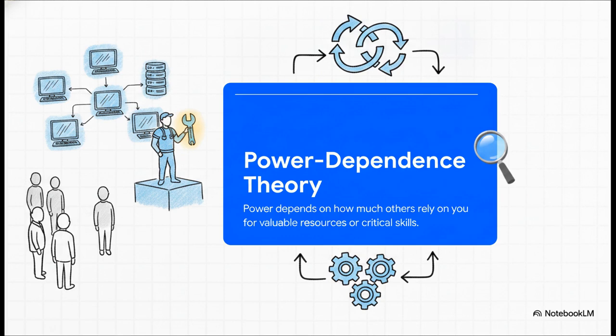This basically states that your power increases based on how much others rely on you. Think about that one IT cybersecurity specialist in your office. Even if they don't have a fancy executive title, their influence is massive because absolutely everyone relies on their unique knowledge to keep the company running safely.